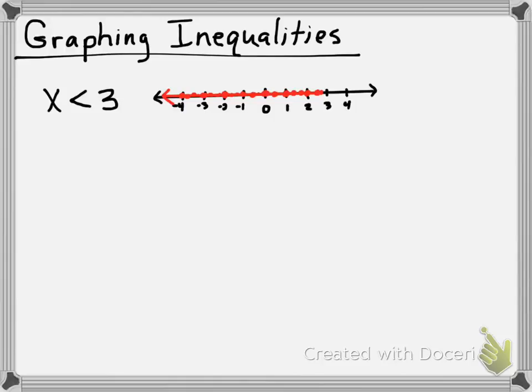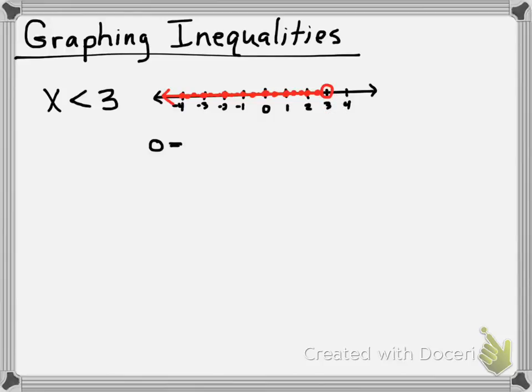Okay, so the way that we notate that is with an open point around the 3. It's just a circle that's not colored in. Now what that means is that the line starts at the 3 but does not include the 3. So it includes everything to the left of the 3 but does not include the 3.